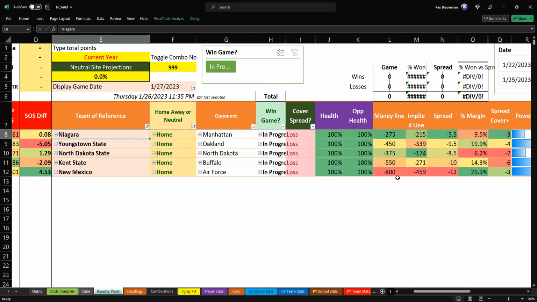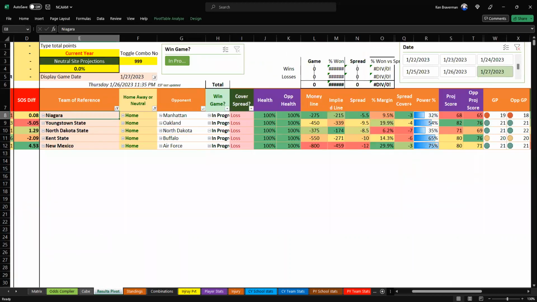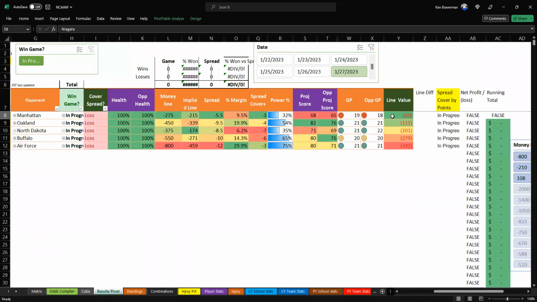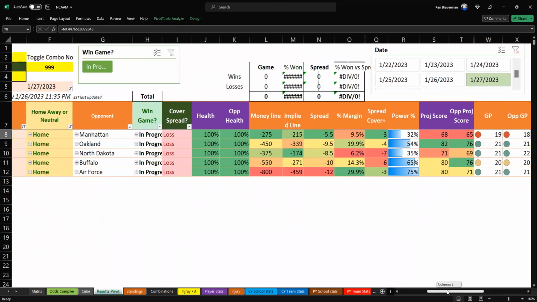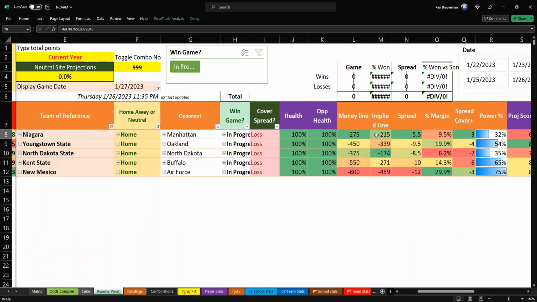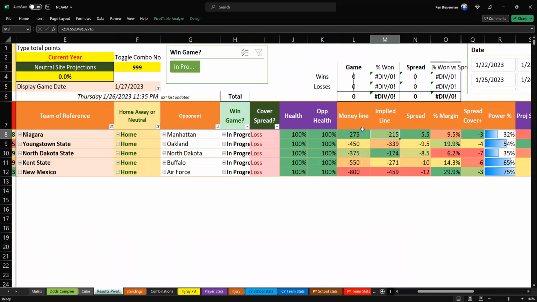So, yeah, here's the thing. There isn't any positive line value, meaning every line is worse than what the algorithm's kicking out. Like, the algorithm says it should be negative 215 for Niagara, and it's negative 275 instead. Yet this is your best stuff right here. These three, Niagara, Youngstown, and North Dakota State, at these terrible lines. That's the only thing to take on Friday because there aren't enough games.